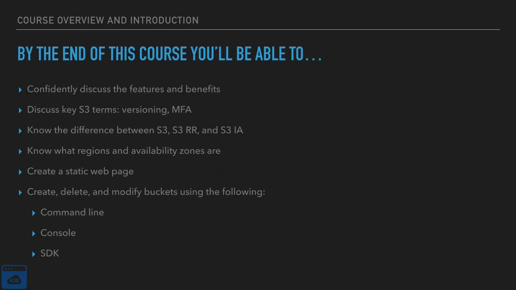By the end of this course, you'll be able to confidently discuss the features and benefits of S3 and Amazon at large, and discuss key terms like versioning, multi-factor authentication, S3 infrequently accessed, and Amazon Glacier. You'll know the difference between S3 infrequently accessed and S3 one zone infrequently accessed. You'll know the difference between regions and availability zones. We'll create a static web page. You'll be able to create, delete, and modify buckets using the command line, the console, or the software development kit.